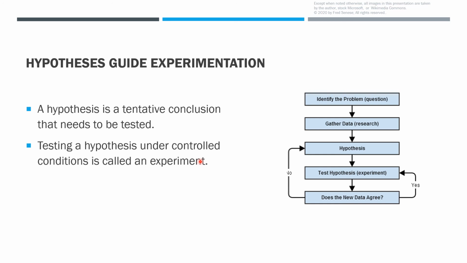Notice that when we had an experiment that did not confirm the hypothesis, we had to throw the old hypothesis away and try a new one. So the whole thing is a cycle, and this is how science is done.